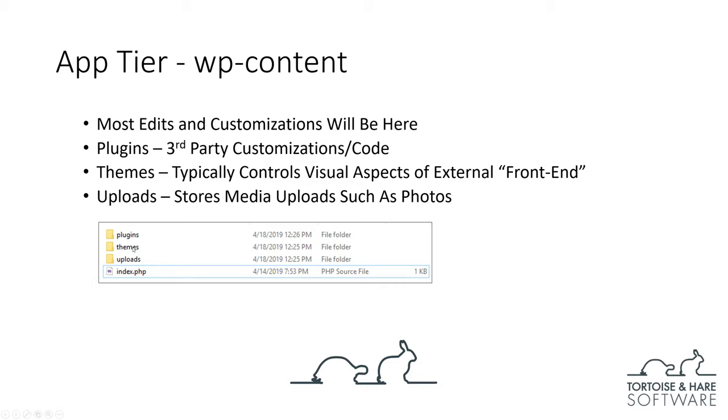Themes are really what controls most of the visual aspects or the external facing front end of your website. So when people actually go and browse to it that aren't logged in and looking at the back end of the website, that's really what the themes folder is going to build. And then the uploads folder is going to hold all your media files, such as pictures, videos, and the like.